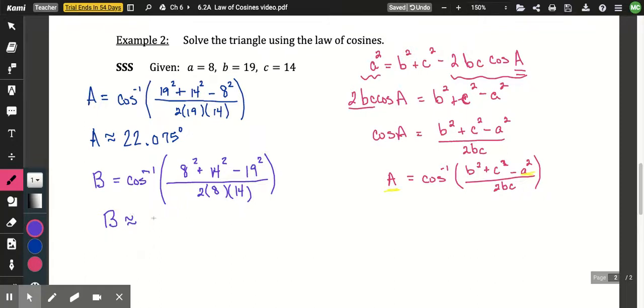And now I'm ready to put that one in my calculator. And once again, you may want to pause here and type all of that in and see if you can get the correct answer. I got 116.801 degrees.